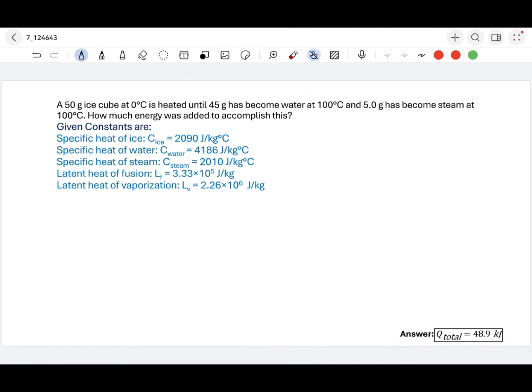Okay, so we can do this problem in different ways. One method is, let's divide the 50 gram into two parts. Total 50 gram into two parts. One is 45 gram, another one 5 gram. Let's solve this one separately. Think about 45 gram. 45 gram ice, it is heated until it becomes the water at 100.